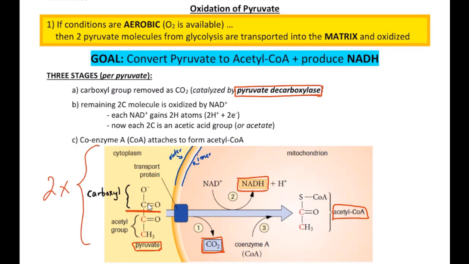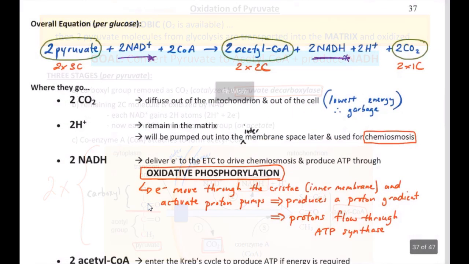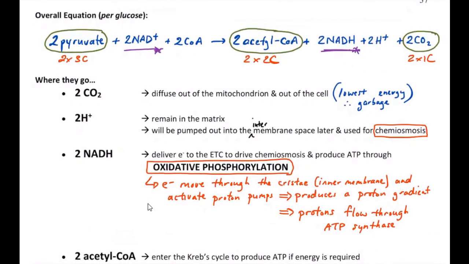Okay, where am I? I'm in the matrix doing this. This entire thing is in the matrix. So transport the pyruvate inside first, then you start chopping off stuff and stealing electrons and shoving on the CoA.